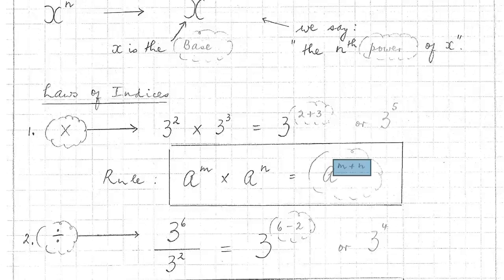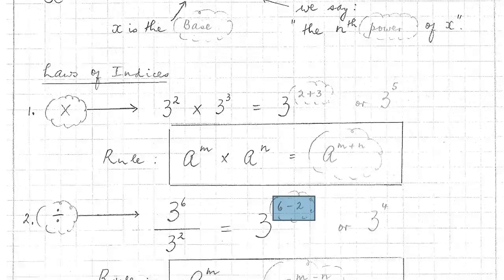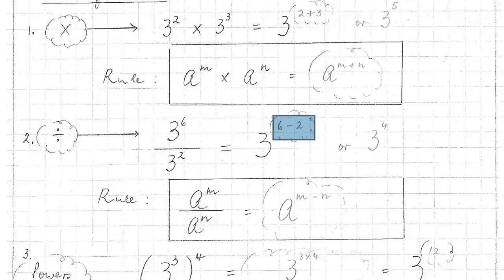All right, number 2. Second law, division. 3 to the power 6 divided by 3 squared, or 3 to the power 2. Well, you've got 6 3's on the top multiplied by each other and 2 on the bottom. 2 of them will cancel on top with 2 on the bottom. It's going to leave you with 4 of them. So a quick rule would simply be 3 to the power 6, take away 2. Subtract the powers when you divide. All right, general rule, a to the m divided by a to the n is a to the m minus n.